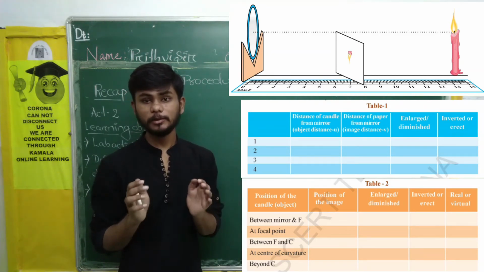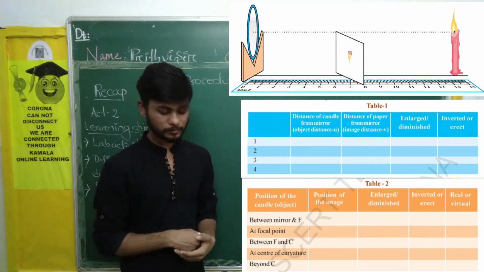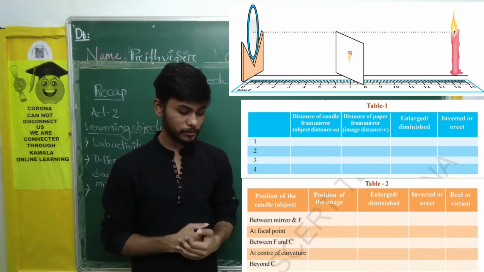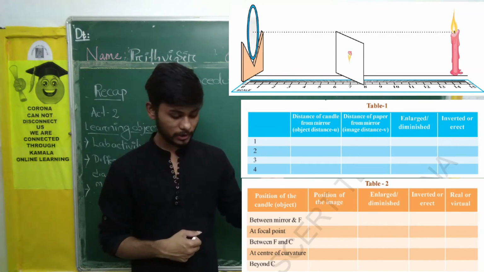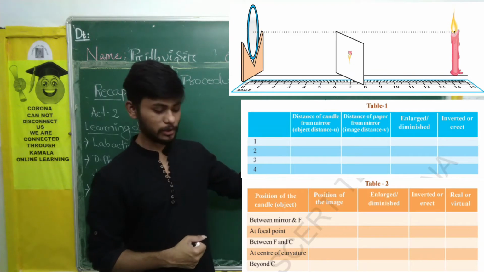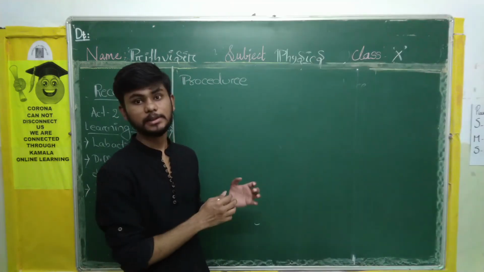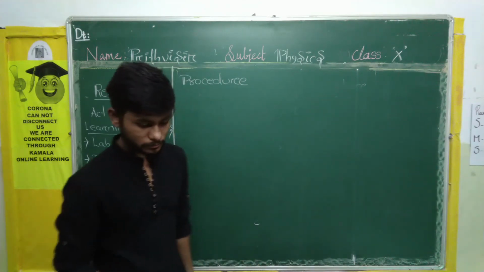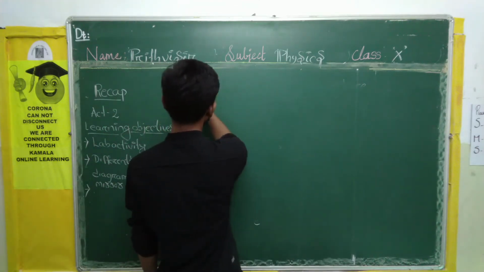This needs to be kept in your mind, that in the real world also we are doing the same. Here, for the position of the image, we will see where we are getting the image, and whether the image is enlarged or diminished, whether it is inverted or erect, and whether it is real or not. These are the things we will note for all 5 observations, right? So this is our lab activity, students. Fine. Now we will go for ray diagrams.